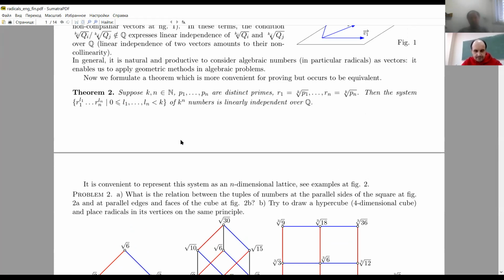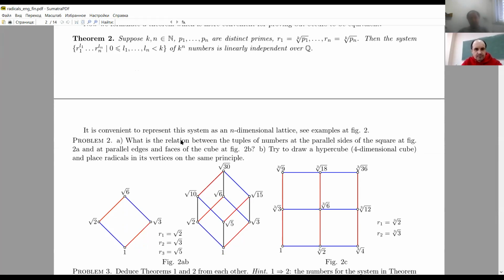Okay, let's start and prove the main result of this project, theorem 2 of linear independence of radicals. We have already discussed that theorem 1 is equivalent to theorem 2, and maybe we just show theorem 1 above in a more general situation.